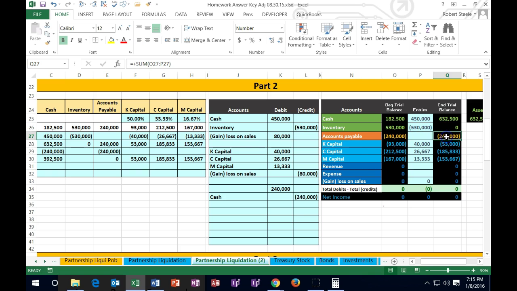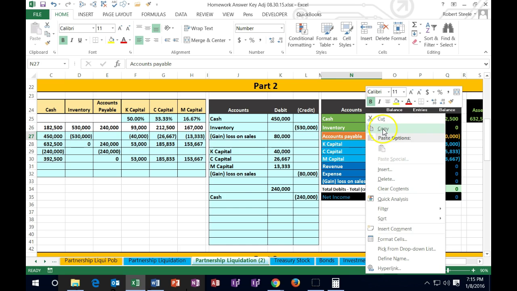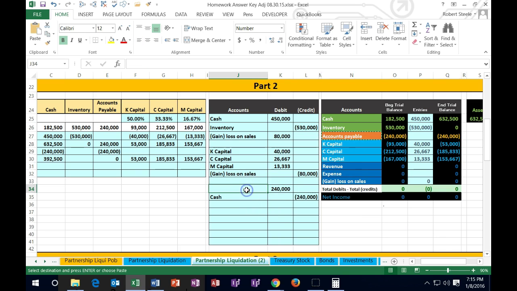Because it has 240,000 in it. We're going to pay it, therefore it needs to go to 0. How do we make something go to 0? We do the opposite thing to it, which in this case is a debit. Therefore, let's copy this account in N25 and paste it to J34. Right click and paste 1, 2, 3.